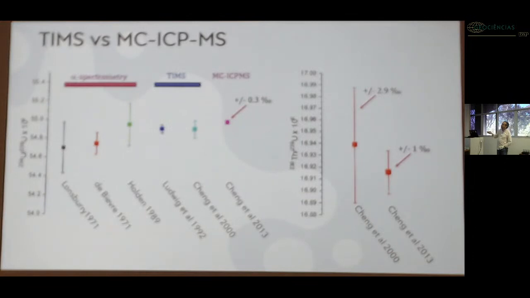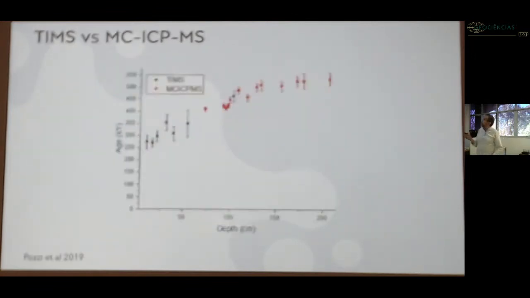And in 2013, 13 years later, with multi-collector ICP-MS, it's just one per mil, from 3 per mil to 1 per mil. This is using TIMS, and this is using multi-collector ICP-MS.